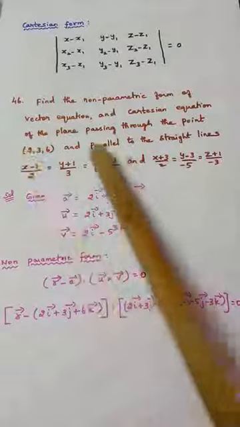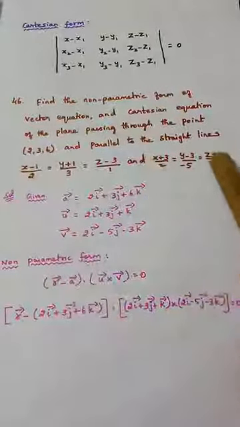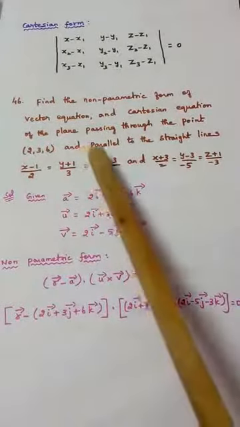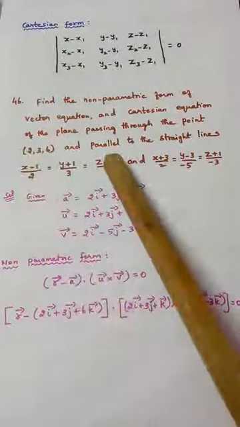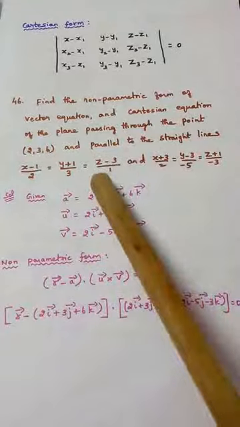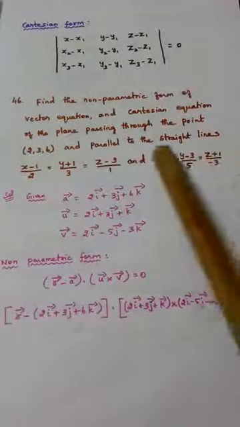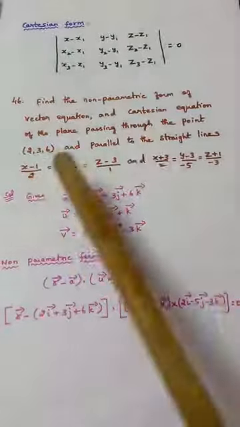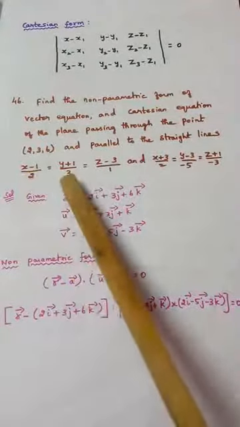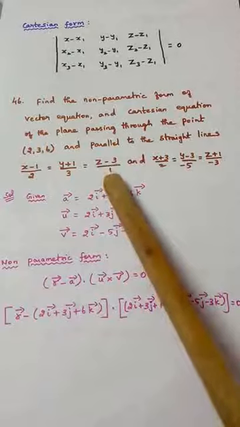So this is one straight line. This is the second straight line. When it is given parallel to the straight lines, from the first straight line I can take the first parallel vector. From the second straight line I can take the second parallel vector. You should always remember, parallel vector means we should take only from the denominator. This is another important thing.